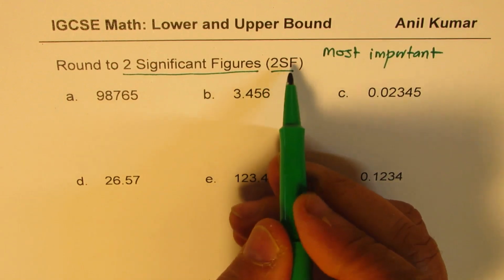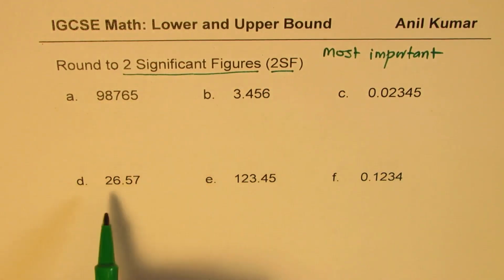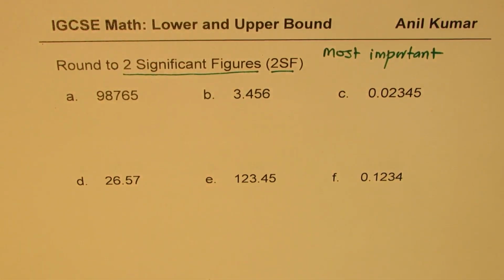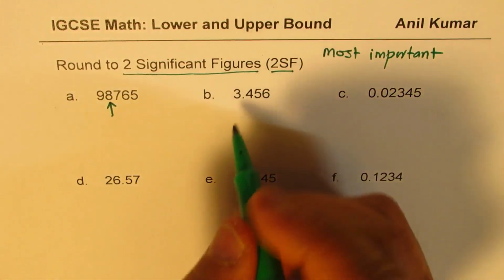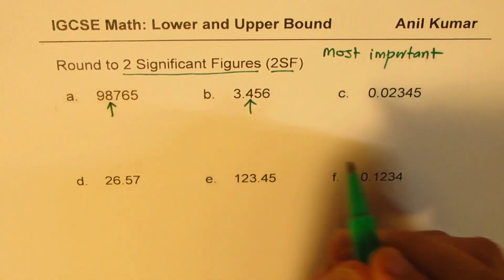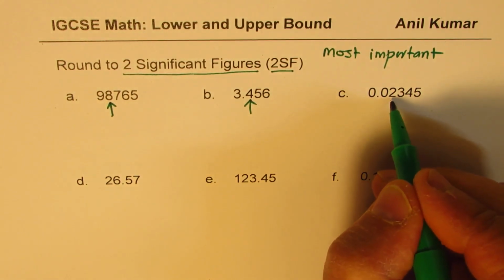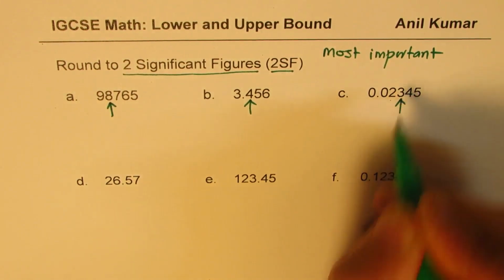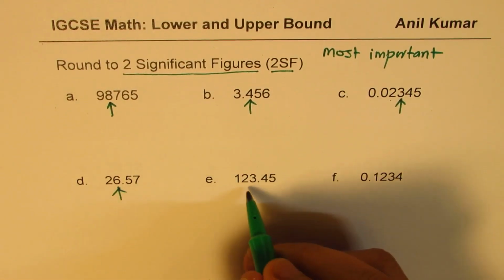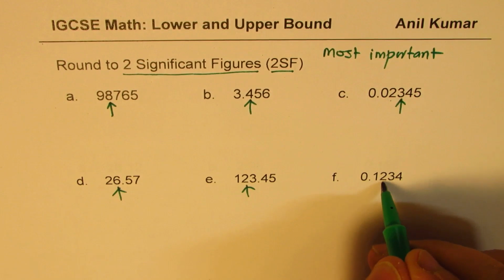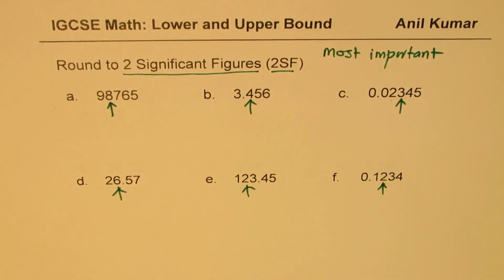So when we say second most important, then in these numbers which I have given you, what is the second most important? Well, the second most important is, from the left, the second one. Do you see that? So in this case, 0.4. In this case, this is the first one, so that number is the second most important. In this case, 6 is second most important. 2 is second most important. In this case, this 2 is second most important. Does that make sense to you?